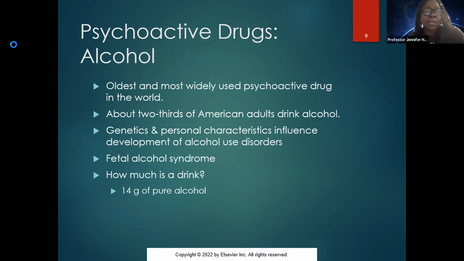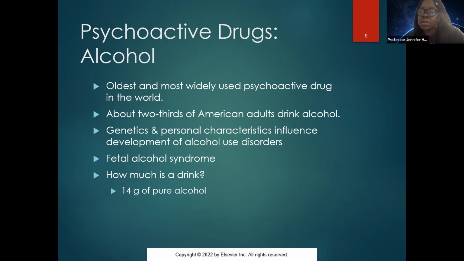In the United States, a standard drink is one that contains about 14 grams of pure alcohol, which is found in, for example, 12 ounces of beer at 5% alcohol, or 5 ounces of wine at 12% alcohol.